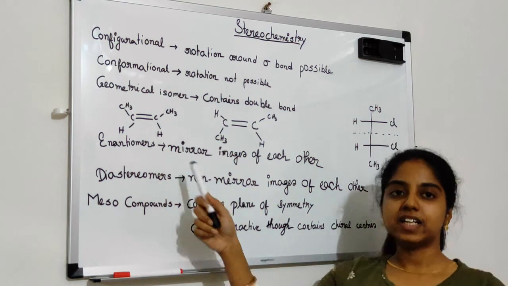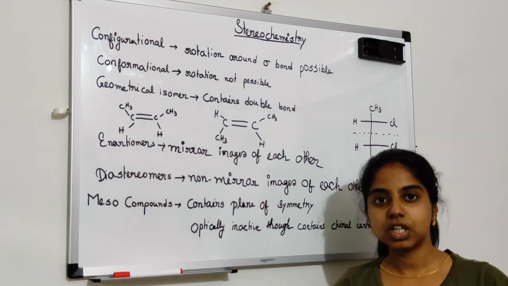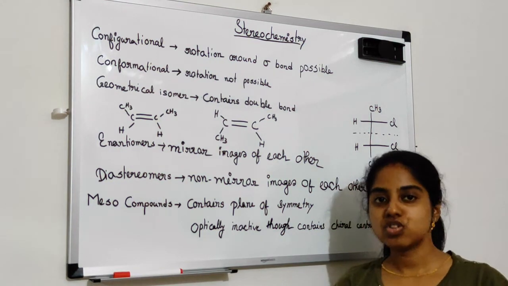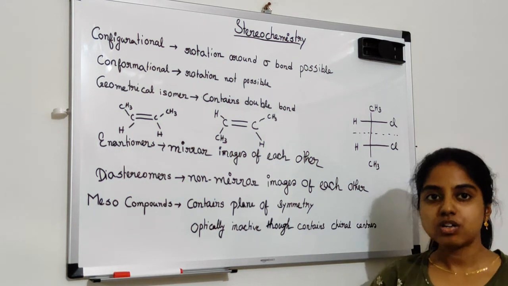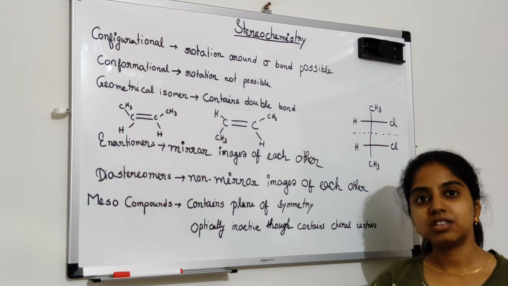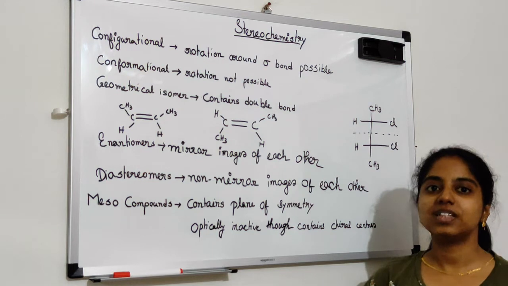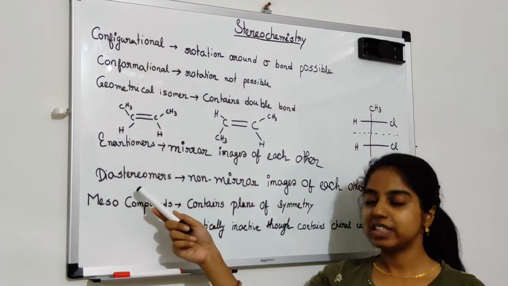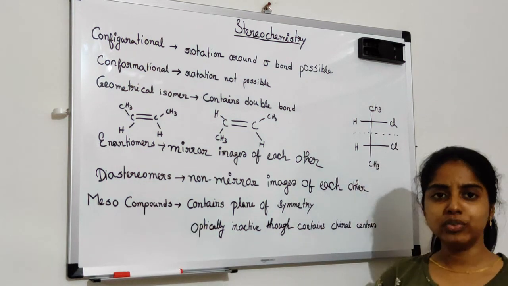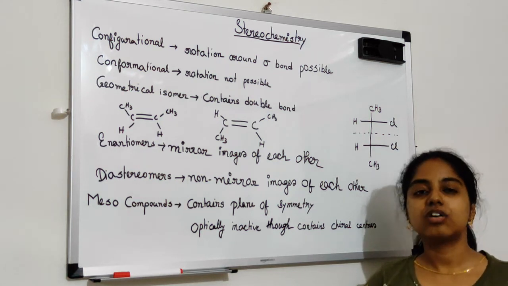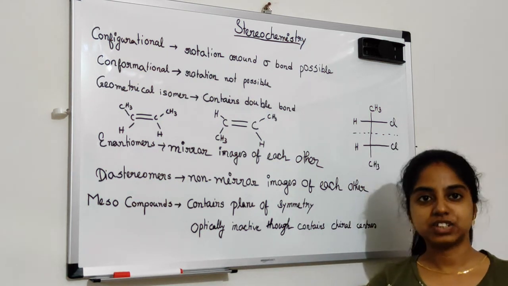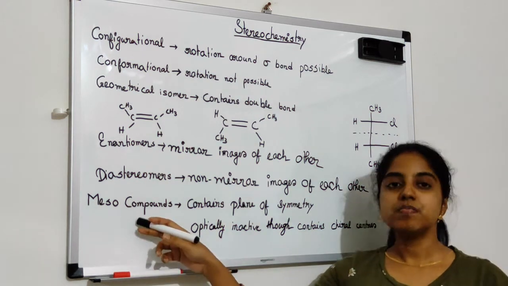The next term is enantiomer. What are enantiomers? When two compounds are mirror images of each other but are not superimposable, they are known as enantiomers. Next thing is diastereomers. When two compounds are not mirror images of each other and they are not superimposable, they are known as diastereomers. Next we come to the mesocompounds.